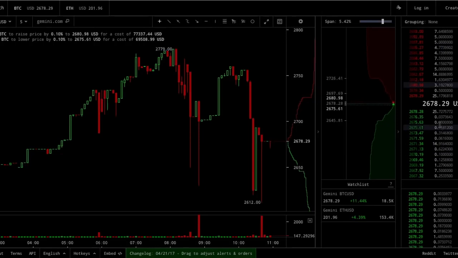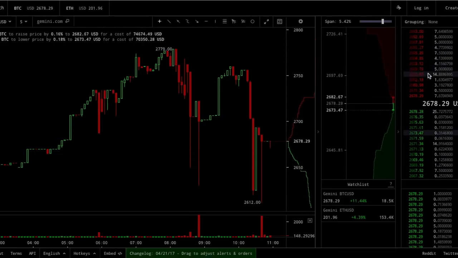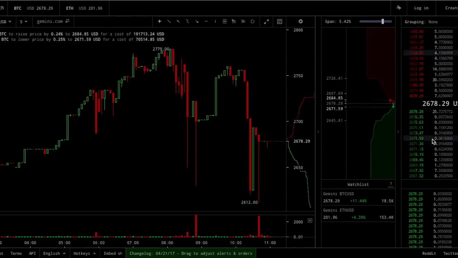This shows how many bids, the green, and how many offers or asks. Offer and ask is the same thing. There are in the market. A bid is simply a limit order to buy, and an offer is simply a limit order to sell.